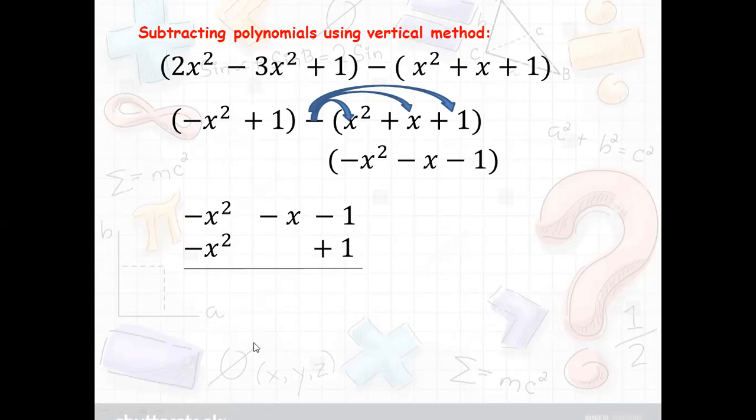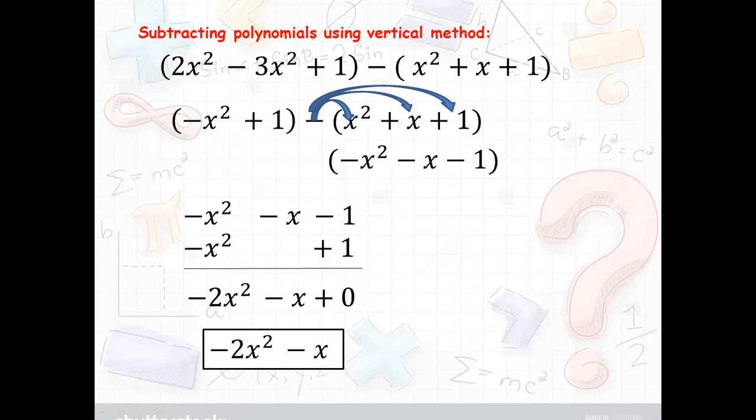So minus 1 is minus 2x squared, and minus x comes down. Minus 1 plus 1 will give you a 0. Whether it's a negative 0 or positive 0, it's a 0, which has no value. So finally your answer is going to be negative 2x squared minus x. This is how you solve polynomials.